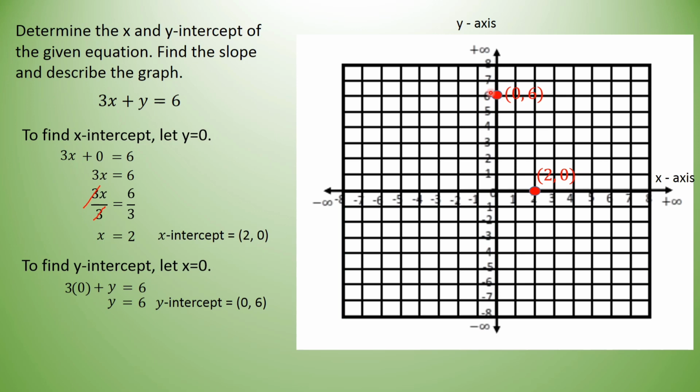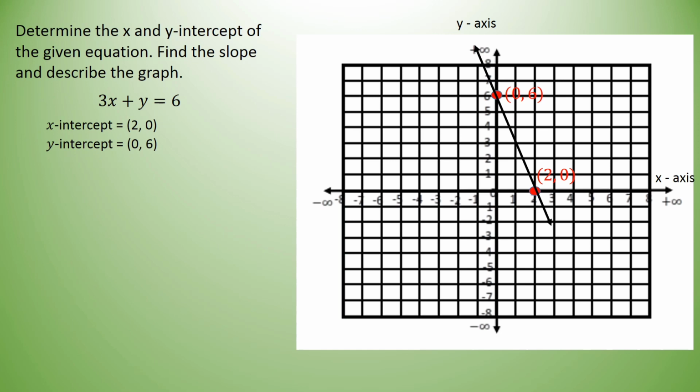Next, since meron na tayong dalawang point or the x-intercept and y-intercept, connect natin siya using a straight line. Next, after determining the x and y-intercept, we're going to find the slope and describe the graph.